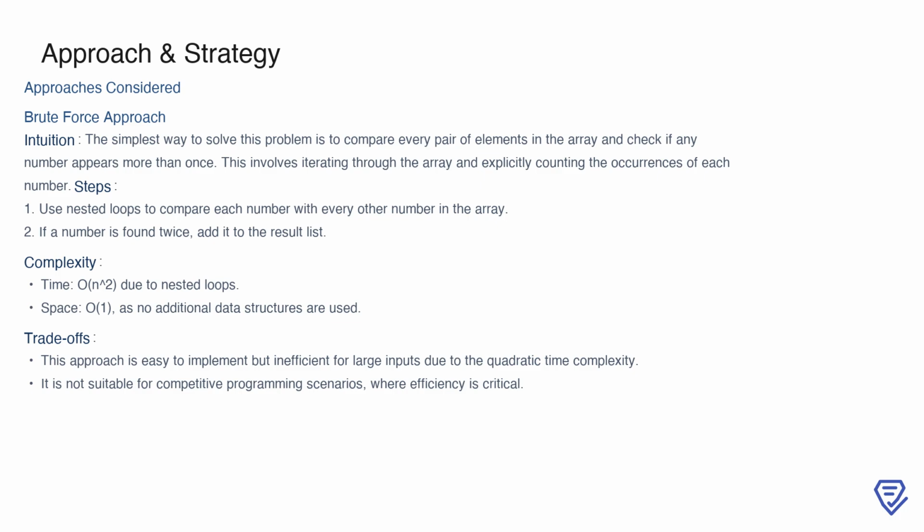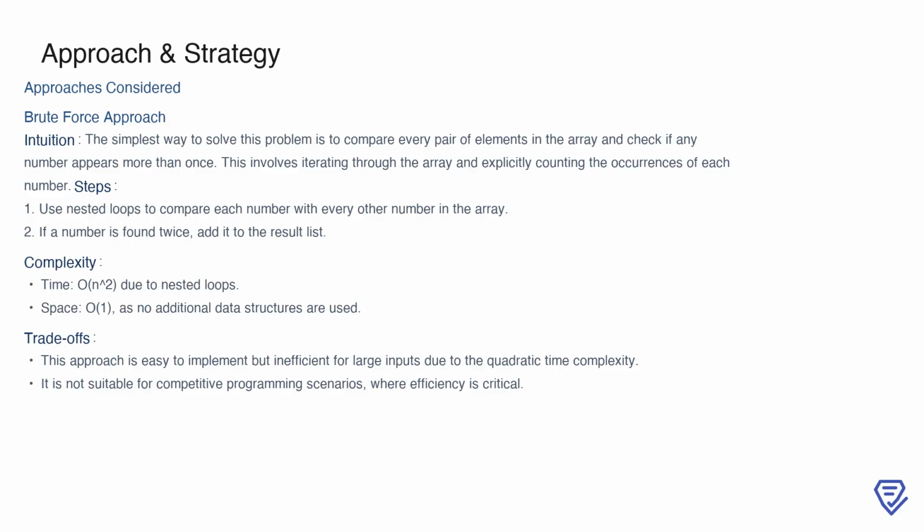To solve the problem of finding all duplicates in an array, we start with the brute force approach. The intuition here is straightforward. We compare every pair of elements in the array to identify if any number appears more than once. This is done by iterating through the array with nested loops and counting occurrences explicitly. If a number is found twice, it is added to our result list.